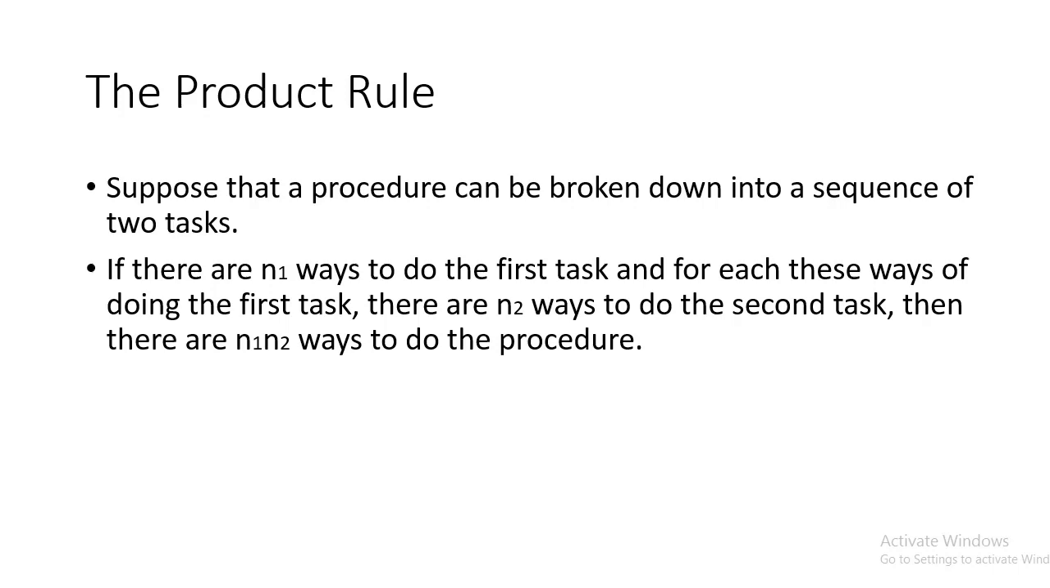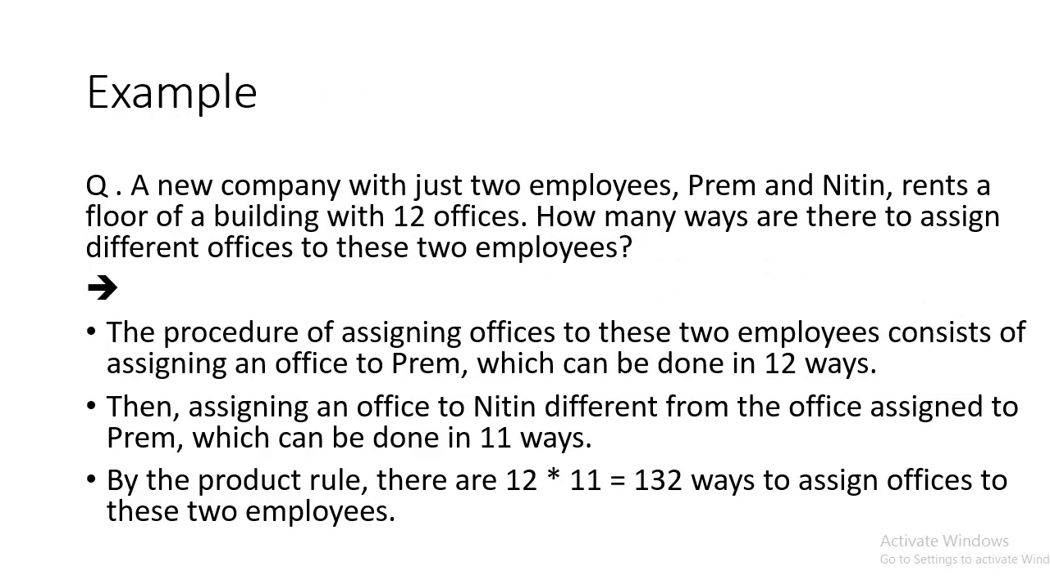Now let's see some examples of this product rule. First example: a new company with just two employees, named Prem and Nitin. These two employees rent a floor of a building with 12 offices. The question is, how many ways are there to assign different offices to these two employees?